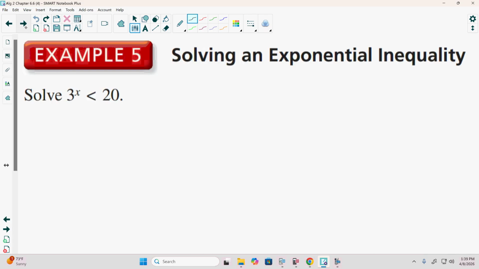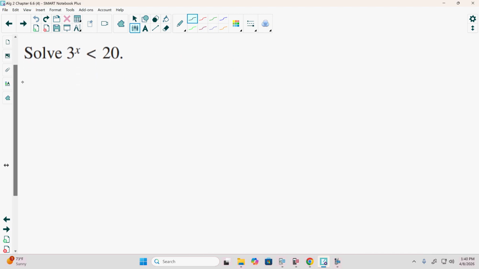What we're doing today is we're finishing up chapter 6.6. And the last piece of solving that we're going to be looking at is solving inequalities. Solving inequality expressions, these equations.